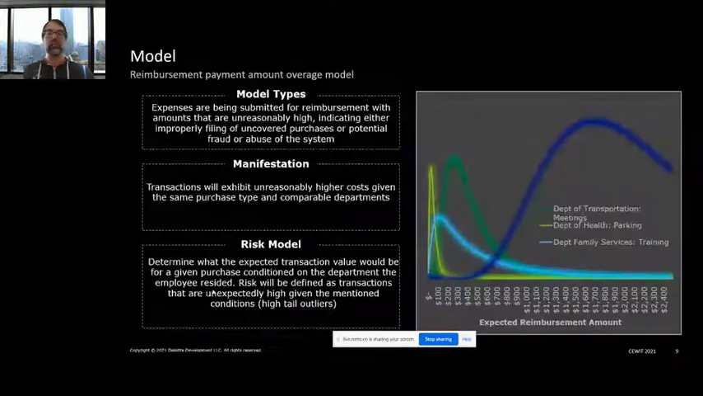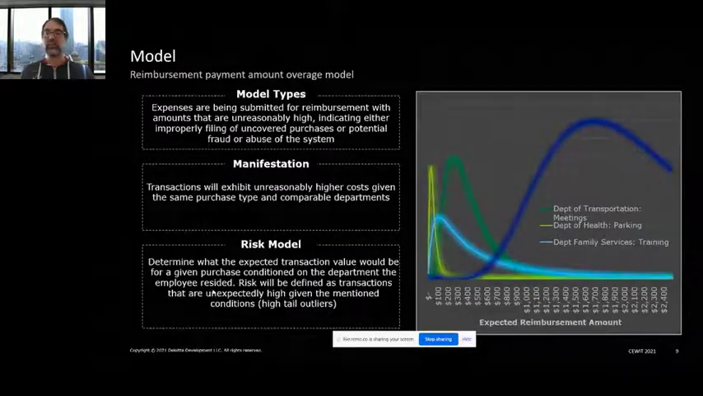So the model we're suggesting here is, again, we're trying to model expenditures, and we're trying to model what normal expenditures should look like, conditioned on all the information that we have available in this particular data set, type and department. So the manifestation of what fraud, waste, and abuse is going to look like is going to be unreasonably higher costs than the normal range of activity, given the inputs.